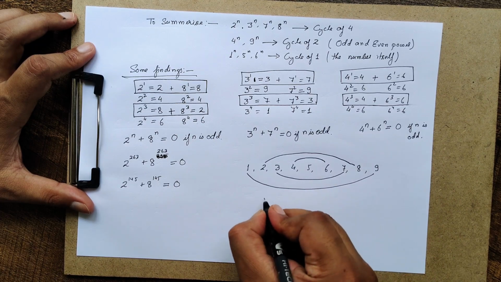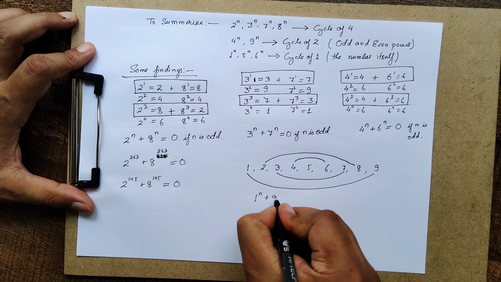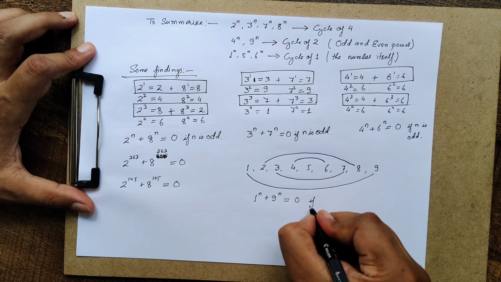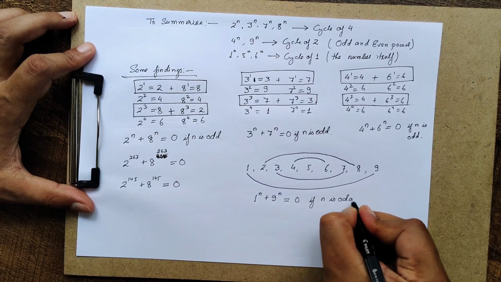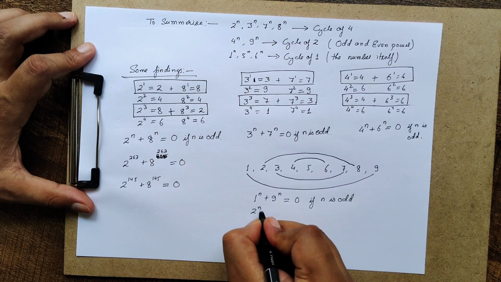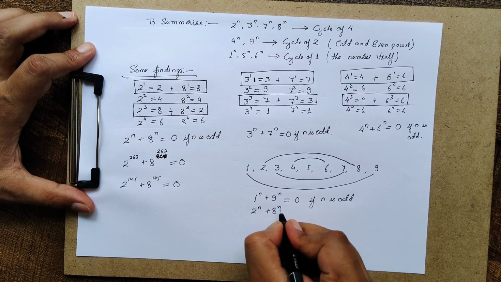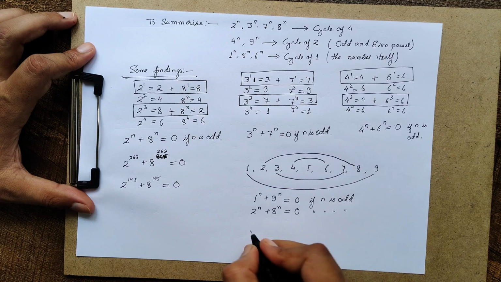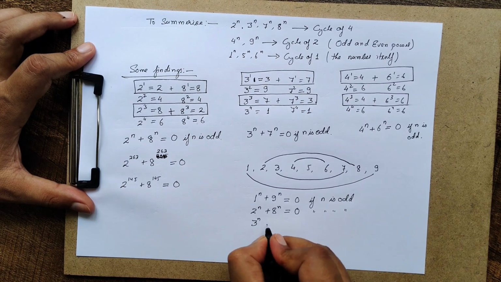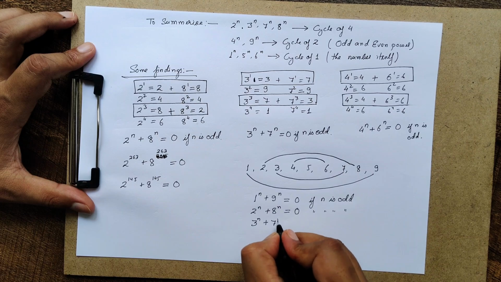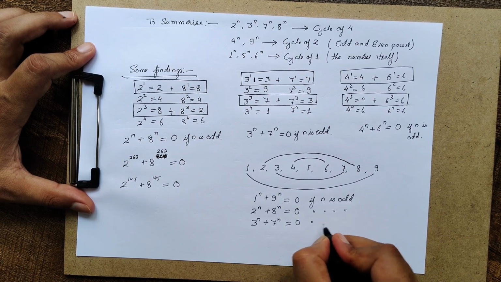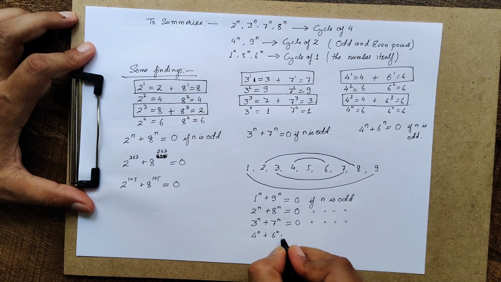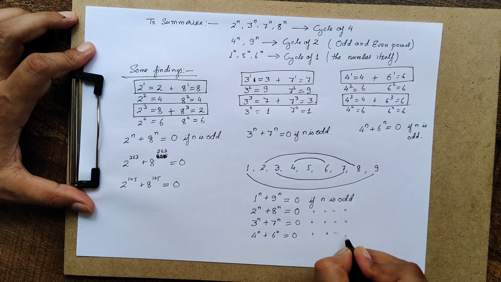So can we write like this? 1 to power n plus 9 to power n equals 0 if n is odd. Similarly, 2 to power n plus 8 to power n, the unit digit will always be 0 if n is odd. 3 to power n plus 7 to power n equals 0 if n is odd, and 4 to power n plus 6 to power n equals 0 if n is odd.